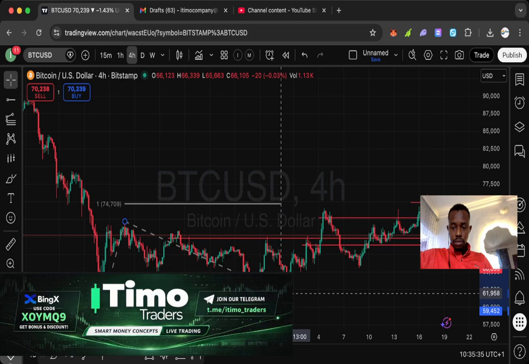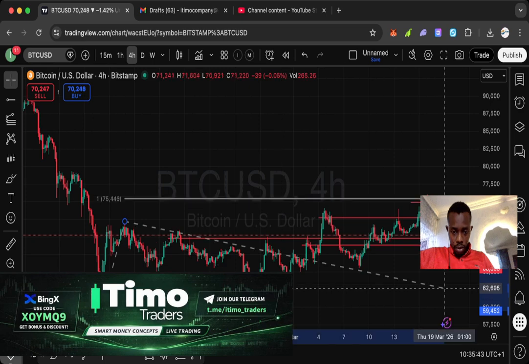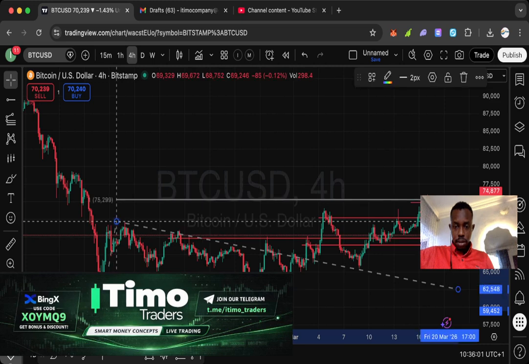Okay, so I want it to be more accurate. Okay, good. I think it's more accurate like this. Then let's see if this one can be better. Good. All right, so what else? Now we've seen that we have it aligning at 75,299. That's good.